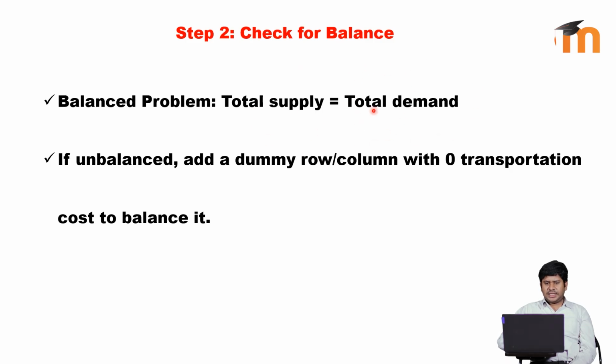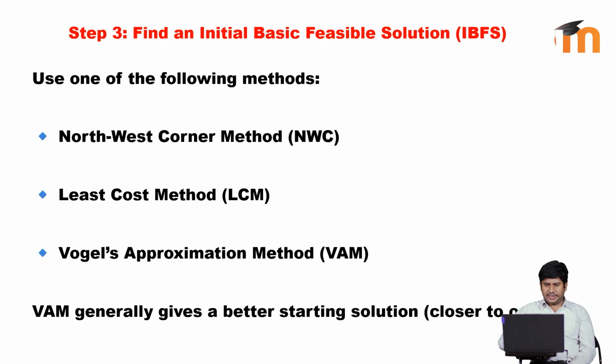Now the first step is that, as I mentioned, the total supply should be equal to the total demand. Why? Because there is a demand of 150 orders. If they can't supply 150, we can't solve this problem, and there is no meaning at all. When they have demand, they should also have the capacity to supply. That is why the first verification we need to do is balancing the problem, whether it is balanced or not. If the total supply is equal to the total demand, we call it a balanced transportation problem. If it is unbalanced, we need to add a dummy row or column with 0 transportation cost to balance it. Okay, these are the checks that you need to do.